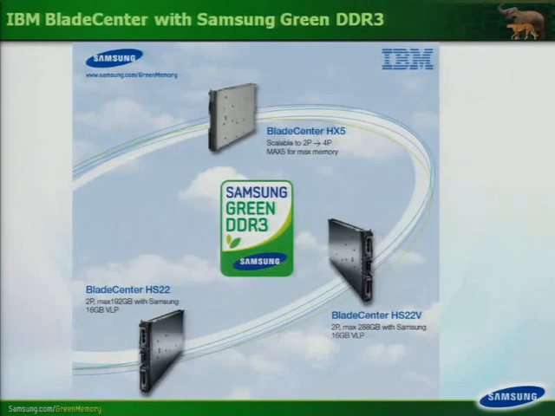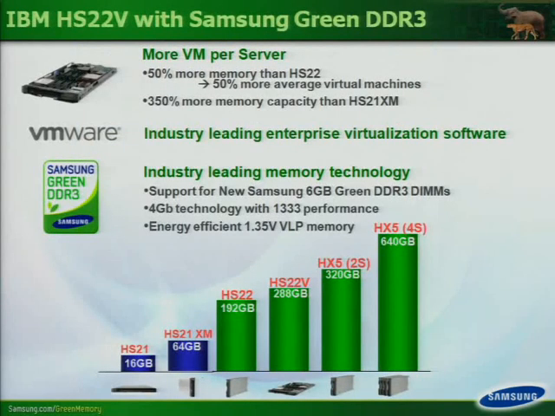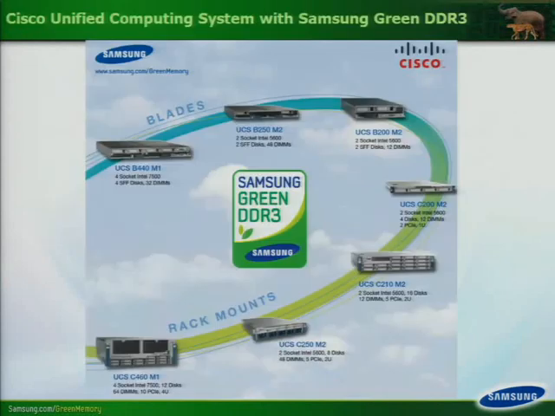IBM also at their booth is going to be showing some of their blade servers with the latest Samsung technology. There you're going to see 16 gigabyte VLP systems, so these are very thin, low-profile DIMMs. And they're also going to be showing a few demos and also showing you that they're enabling more virtualization with a higher level of memory in their systems. And you can see here, again, the trend for them is going up the scale in terms of memory. And there, again, choosing the right memory does make a huge difference.